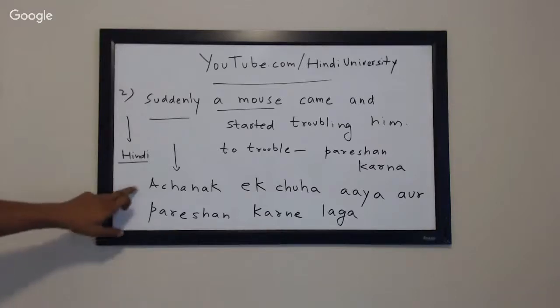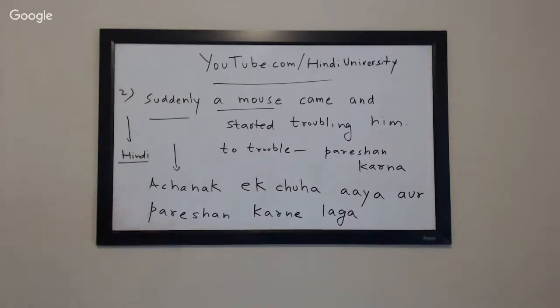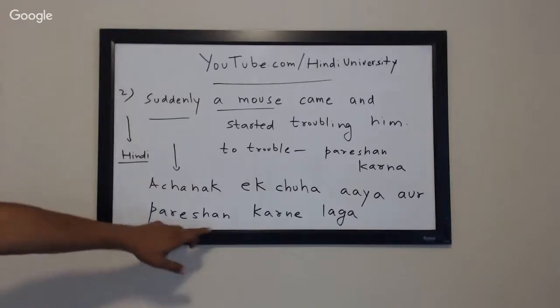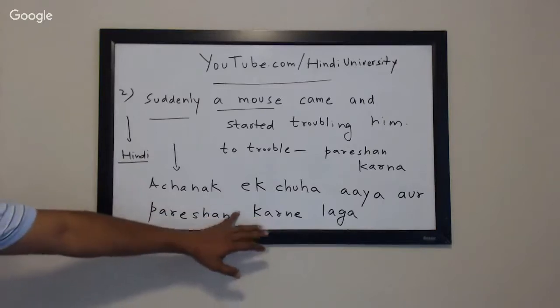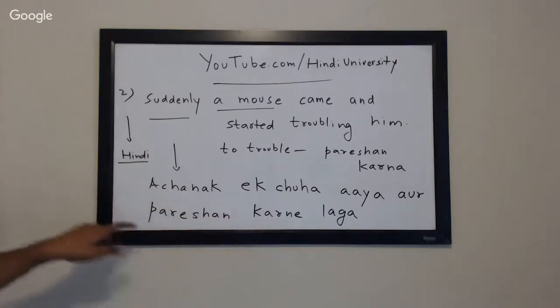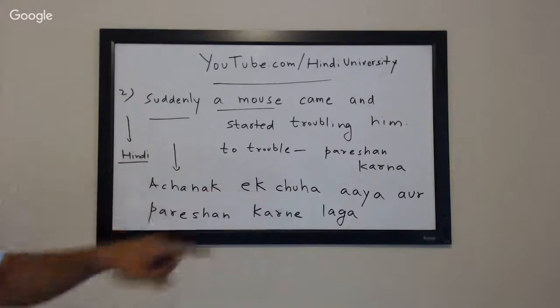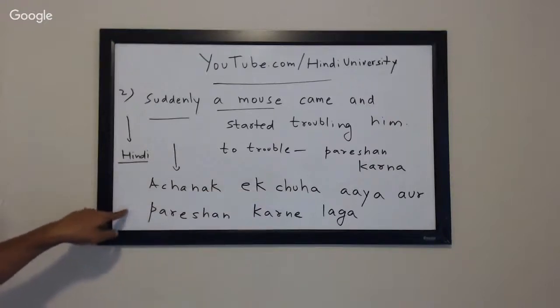Okay. So achanak ek chuha aaya aur pareshan karne laga. Okay. And as you mentioned, even though it doesn't say that, it's implied that the mouse is troubling the lion. So you can also say achanak ek chuha aaya aur शेर को परेशान करने लगा.